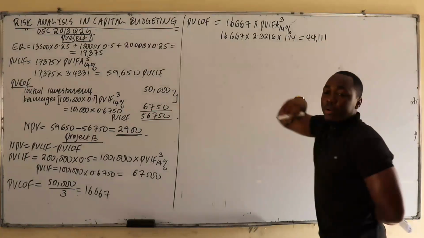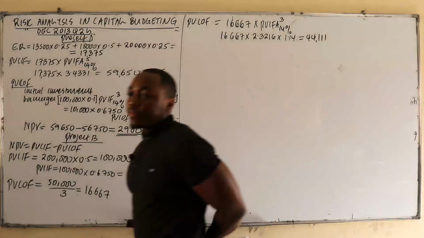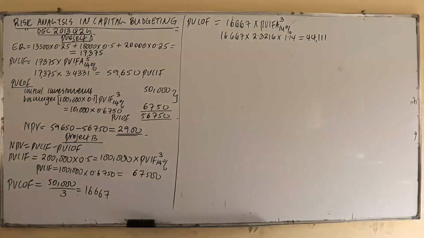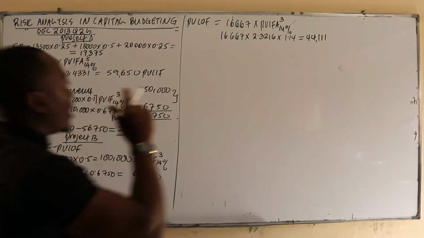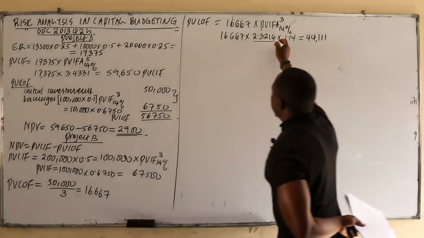Why have I multiplied by 1.14? Reinvesting? No, you're not reinvesting. You're not given any project to invest. Why? I'm the teacher, I'm the one to tell you. Yeah, that's correct. Now, are you okay up to this point?